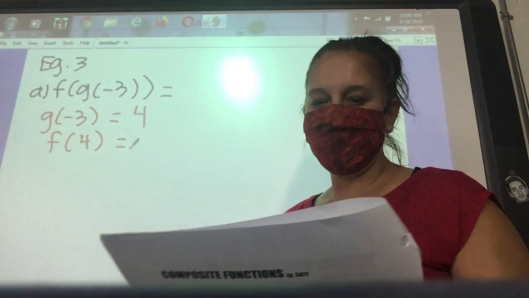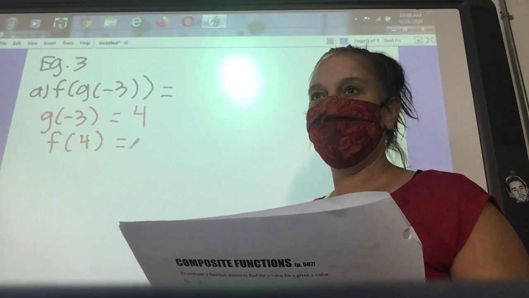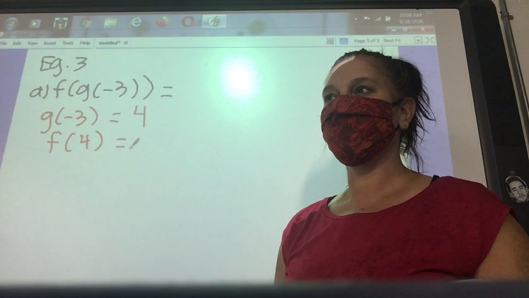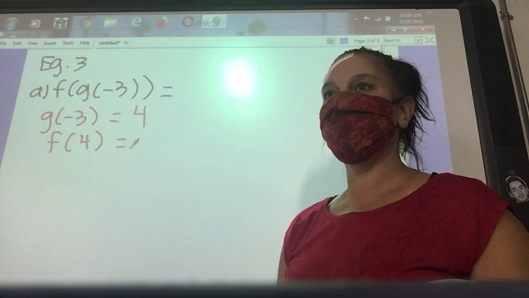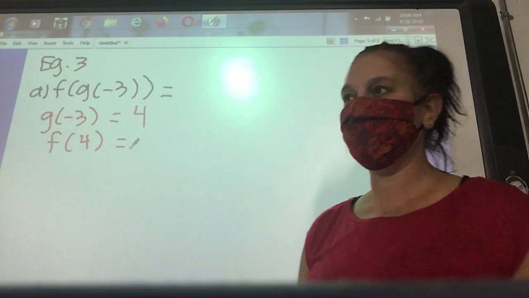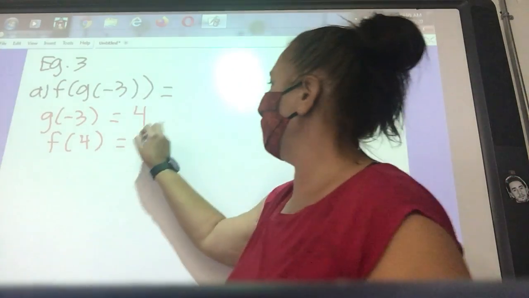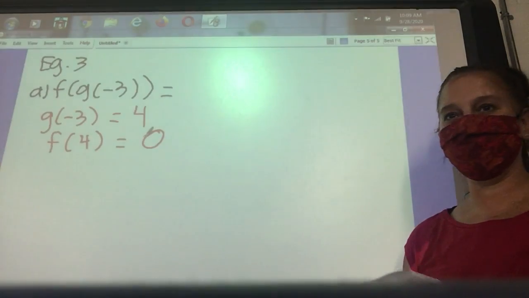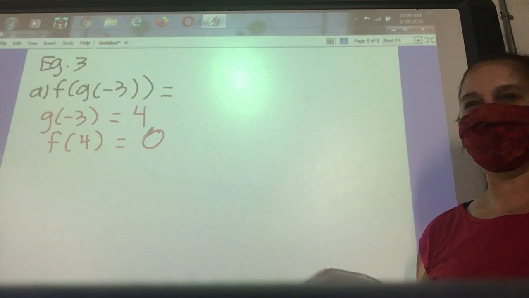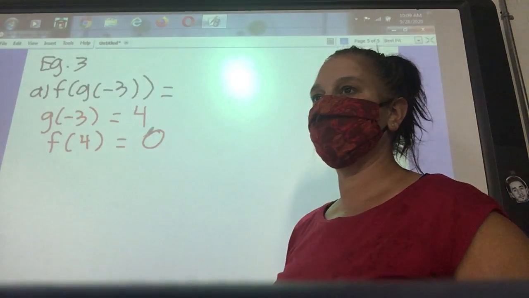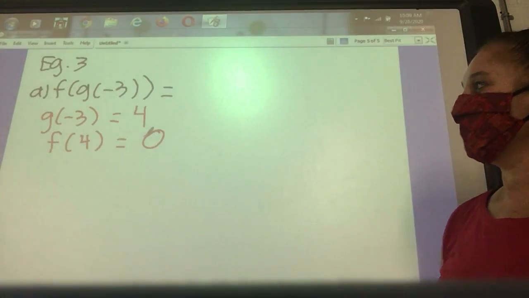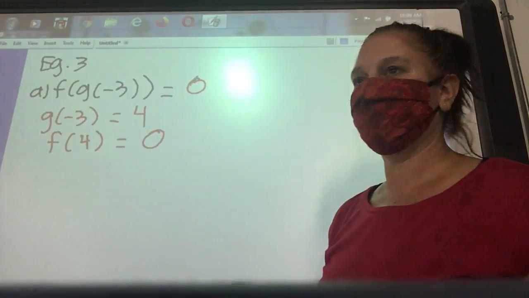So f of 4 is, what's f of 4? You're looking at the f graph, Nicholas. 0. Good. F of 4 is 0. When x is 4, y is 0 for the f graph. Okay, so if you did your homework last week, it should be easier this week to do that. So the final answer is 0.